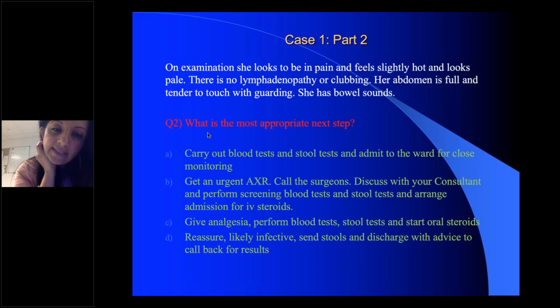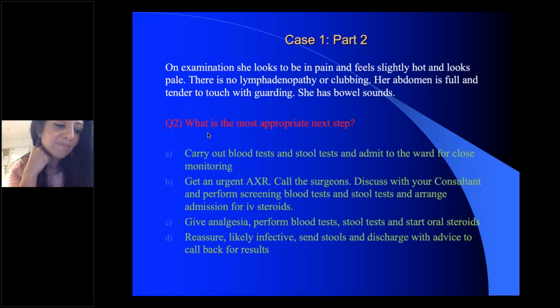Would you carry out some blood tests and some stool tests looking for infection and admit her to the ward for close monitoring? Would you, on the other hand, order an urgent abdominal x-ray because you are worried about toxic megacolon? Would you call your surgical colleagues and discuss this with your consultant on call, and then perform the screening blood test, the stool test, and arrange urgent admission for intravenous steroids? Would you give her analgesia, perform the blood test, stool test, and start her on oral steroids? Or would you, on the other hand, reassure her, say it's infective, send stools, and discharge her with advice to call back for the results?